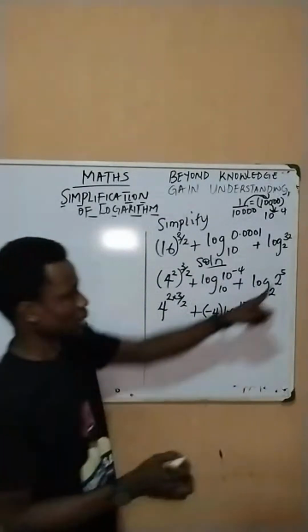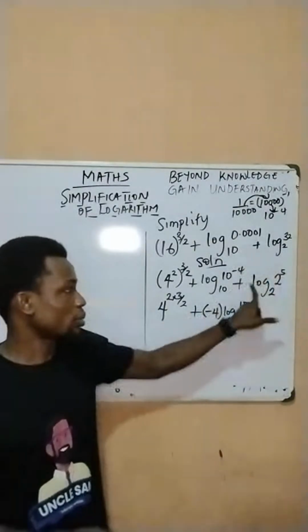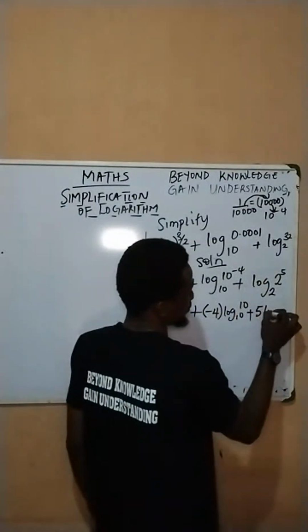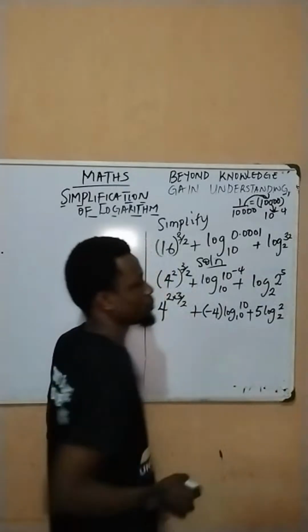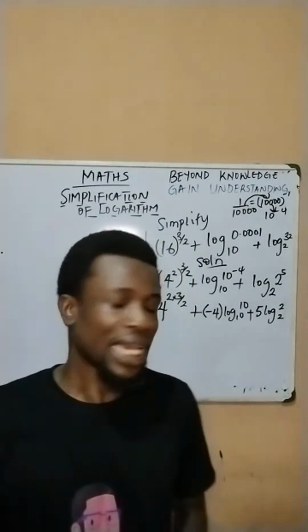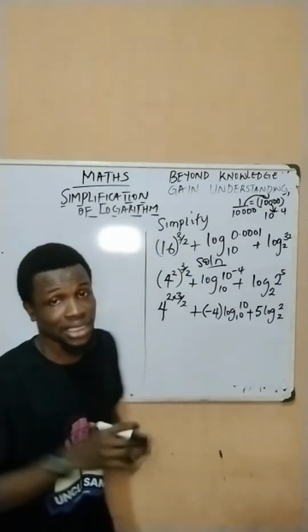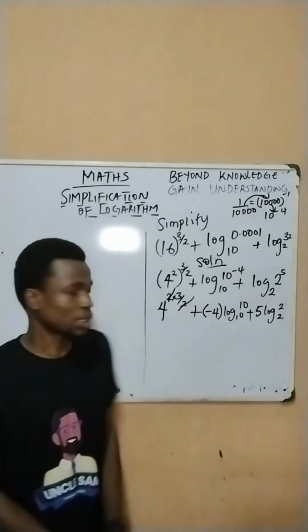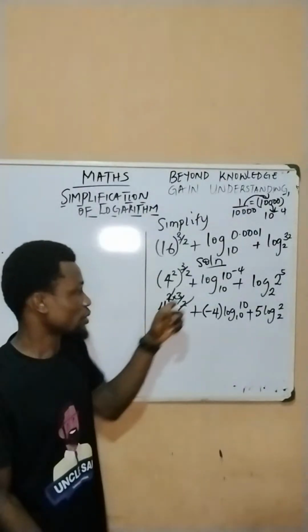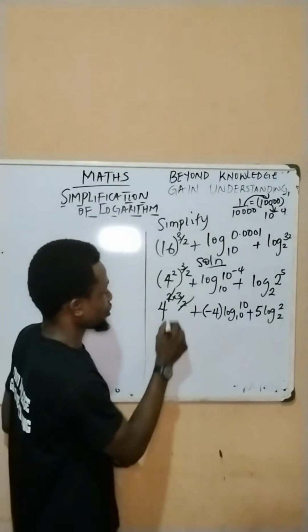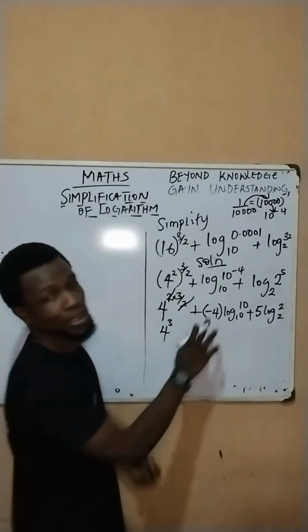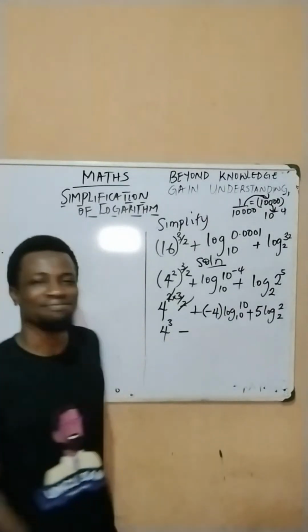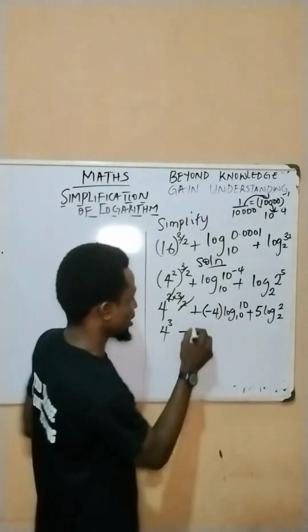Then plus, the same thing will happen here. The power here will come and become the coefficient of the log. 5 log 2 base 2. This is what I have at this point. So we'll go on and still simplify the individual terms. The 2 here will go on and cancel this 2, so that what I have remaining here is 4 raised to the power of 3. 4 to the power of 3. Then positive multiplying negative will give us negative. And then you have here negative 4.